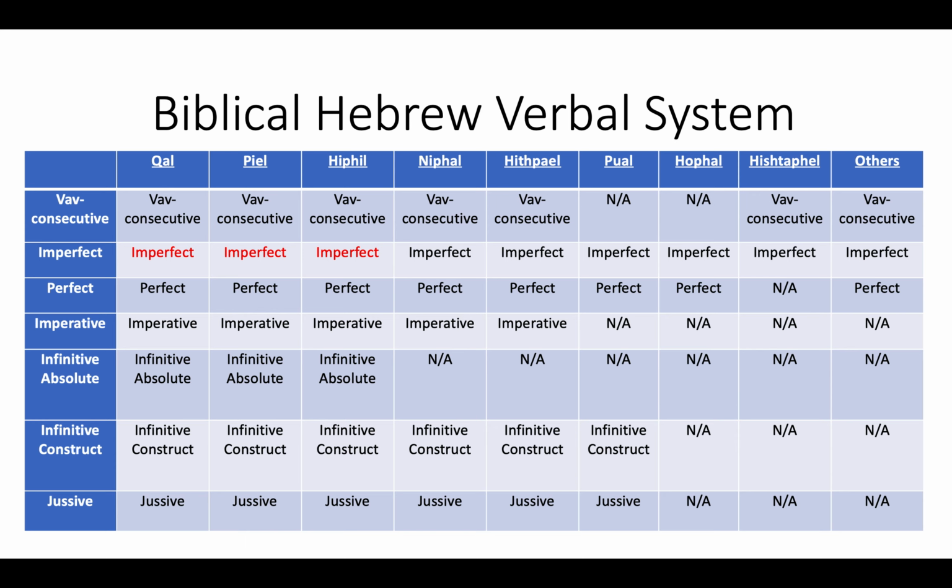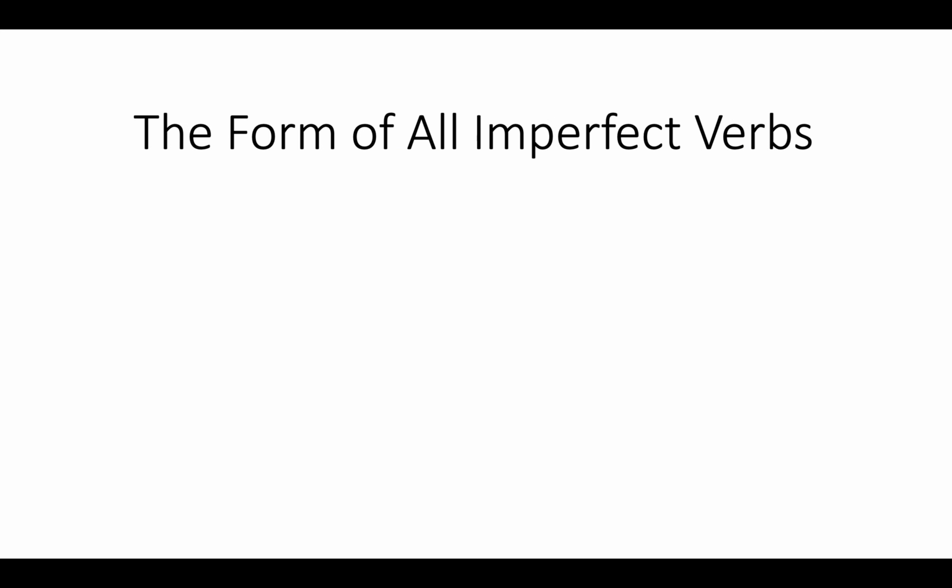Also, you'll find out a little bit later that once you learn the imperfect, it provides you a lot of other information about some of the other forms. But for right now, we're going to concentrate on the Qal imperfect, and we'll talk just briefly about the Piel and the Hifil imperfect. So first, let's talk about the form of imperfect verbs.